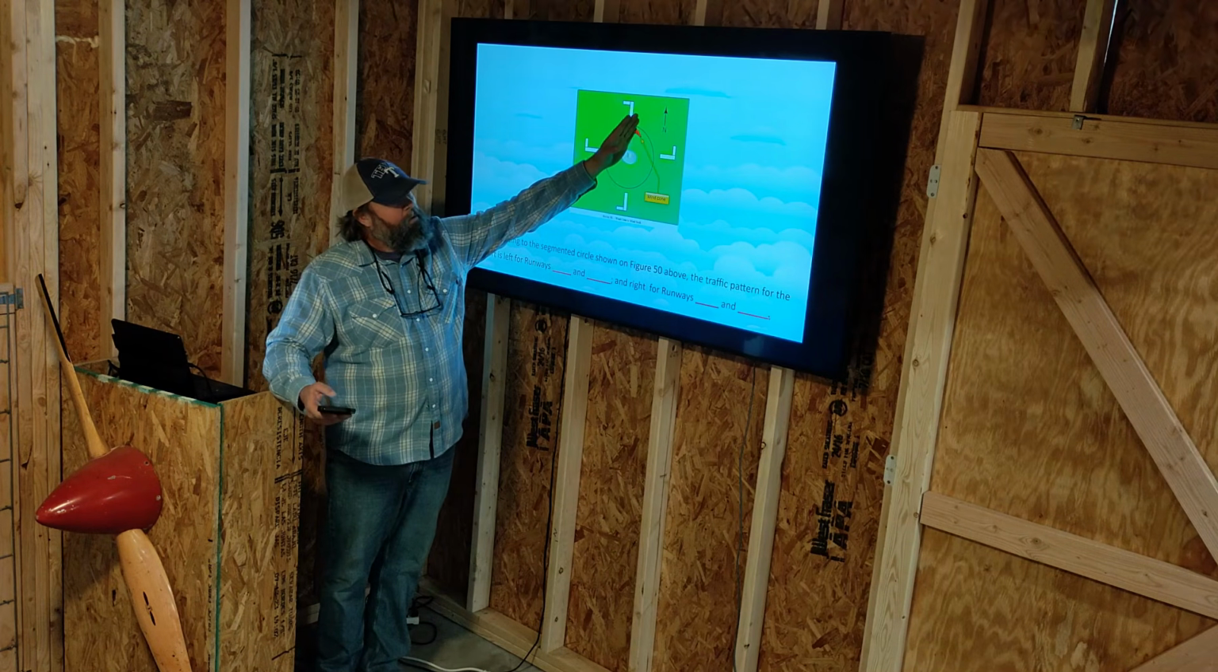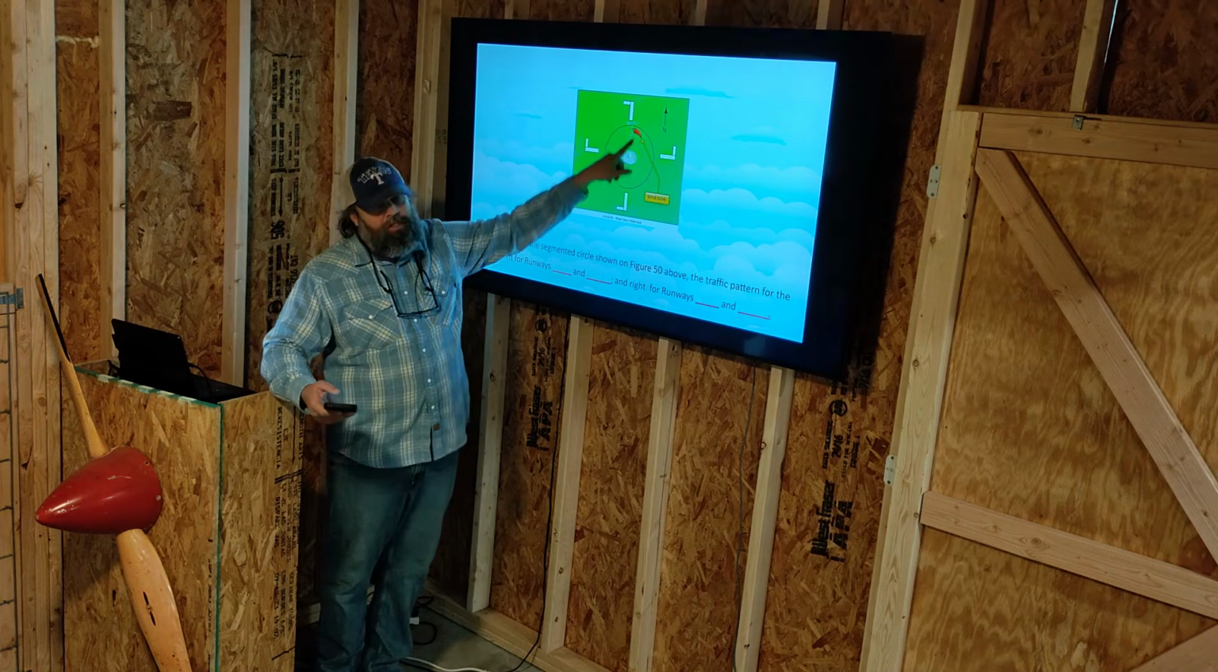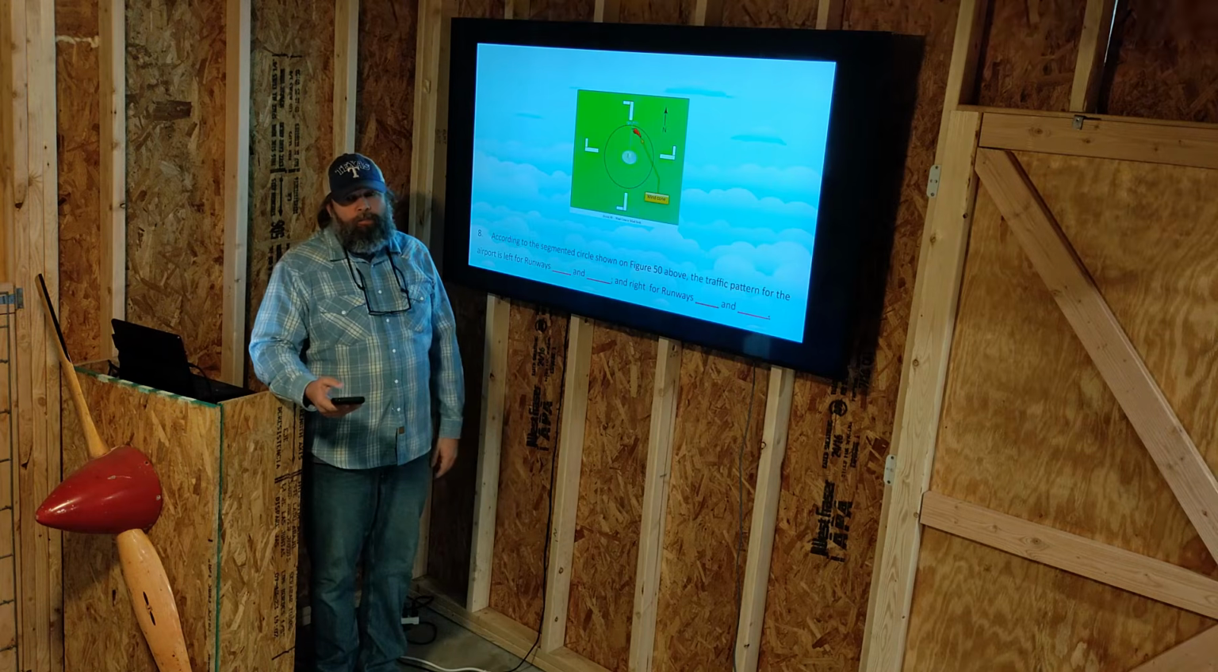It should be 2, the left one. 3, 4, 5, 6, 7, 8, 9? The right one. 90 degrees, 180 degrees, 270 degrees, 360 degrees. Remember that from your compass?